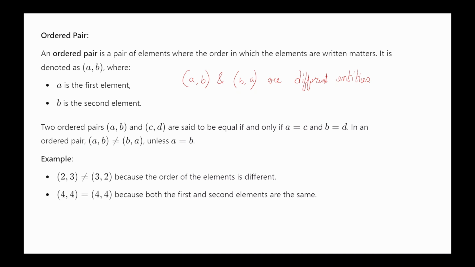And also one more thing, let's say in my pair I have both the elements the same. Now if both the elements are the same, even if I reverse it, it is going to be the same thing. So that is why, if I have the same elements in my pair, they are still considered as ordered pairs.